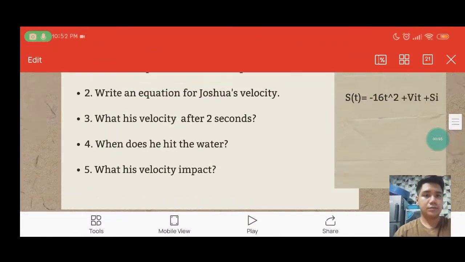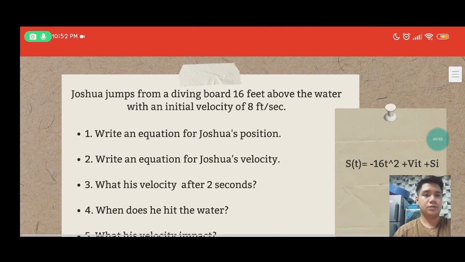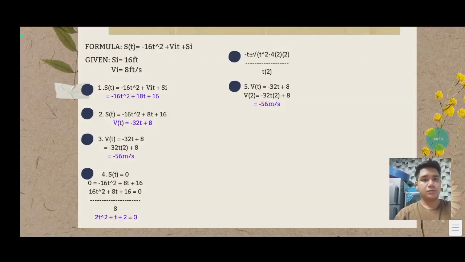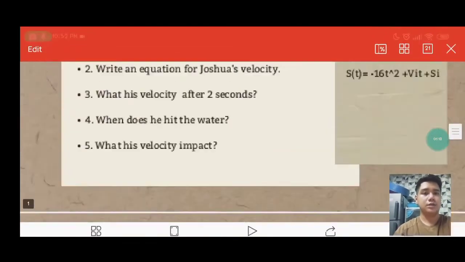So, ang sabi sa una, write an equation for Joshua's position. So, ang ginawa ko dito is nag-substitute lang ako. S(t) equals negative 16t squared plus v₀t plus s₀, so equals negative 16t squared plus 8t plus 16. So, yung 8 is yung initial velocity and yung 16 is yung standard initial position.